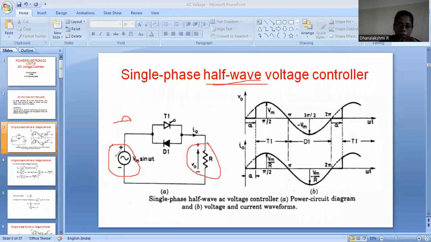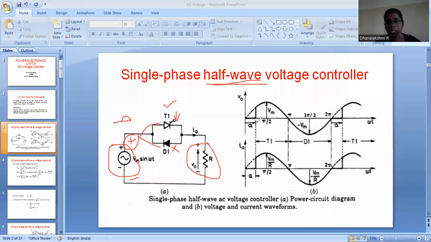When I'm getting the positive half cycle coming out from the supply, the polarity here will be positive and here the polarity will be negative. The positive polarity is connected to thyristor T1 as well as to the diode D1. When the positive half cycle is coming out from the supply, thyristor T1 is forward biased, whereas the diode D1 is reverse biased. Therefore, thyristor T1 is now ready for conduction, and as you apply the gate pulse here, the thyristor will be conducting.